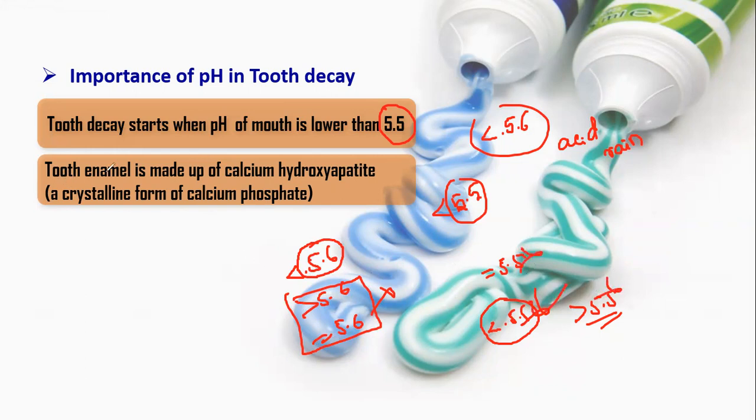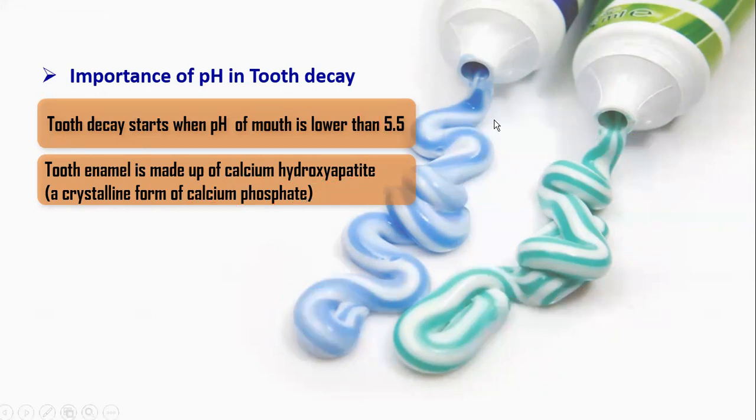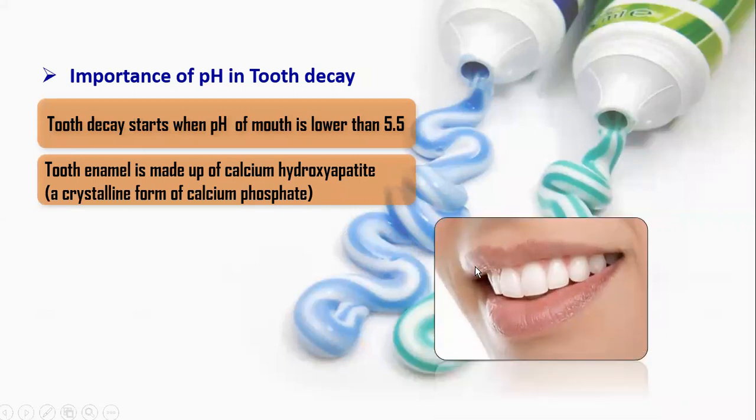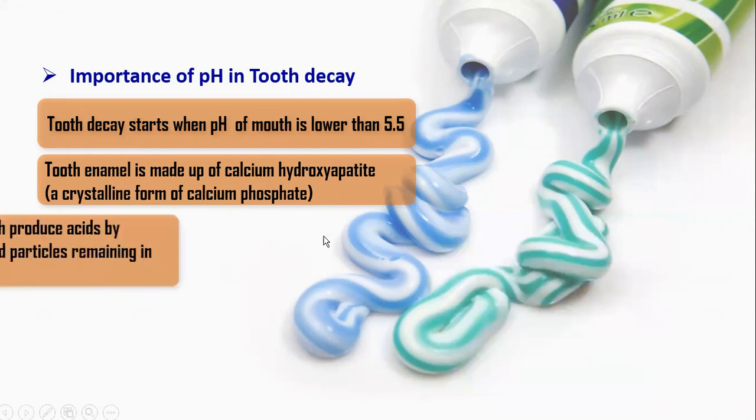Okay. So keep in mind, tooth enamel is made up of calcium hydroxyapatite. Okay. Keep in mind. So tooth enamel is made up of calcium hydroxyapatite, a crystalline form of calcium phosphate. Crystalline means solid type, is it right? Crystalline form of calcium phosphate. That is tooth enamel. You can see here, tooth enamel is made up of calcium hydroxyapatite, or you can call it calcium phosphate here.